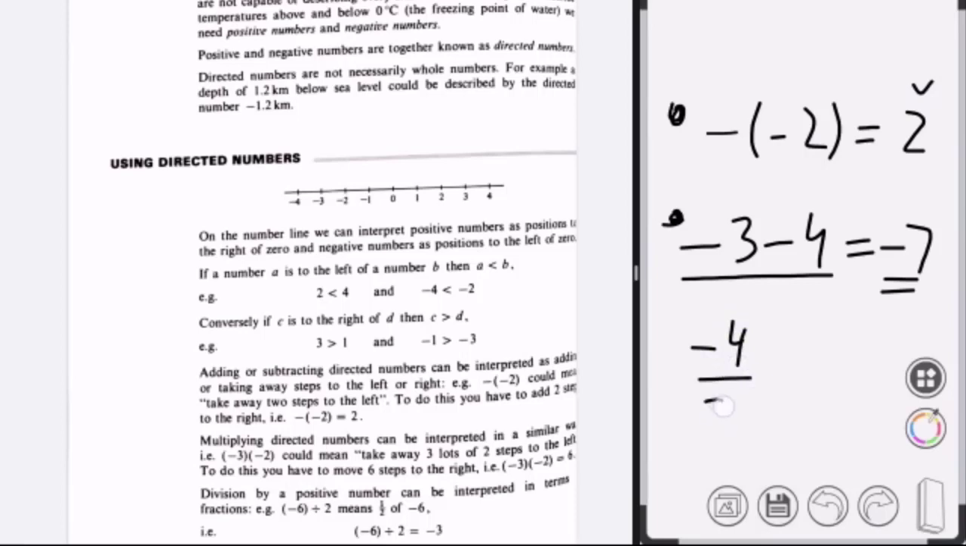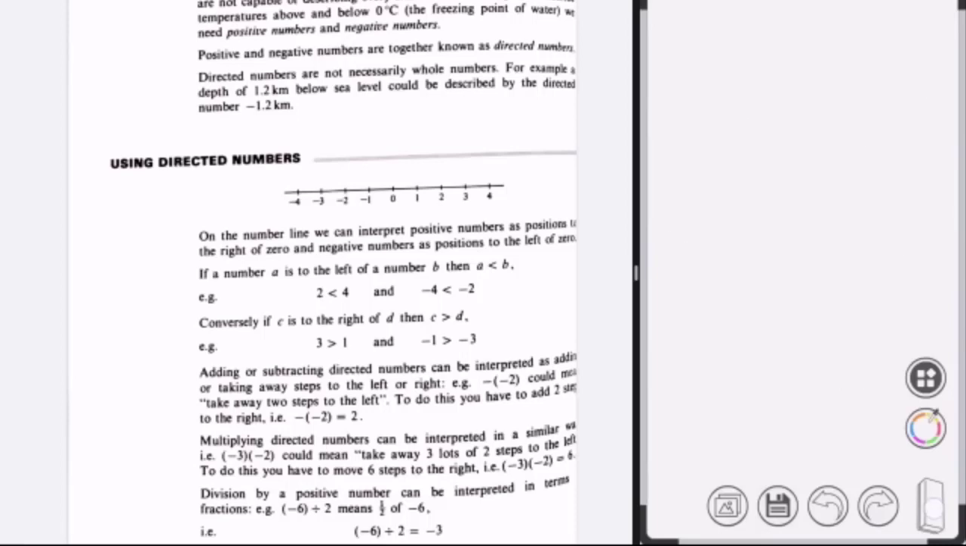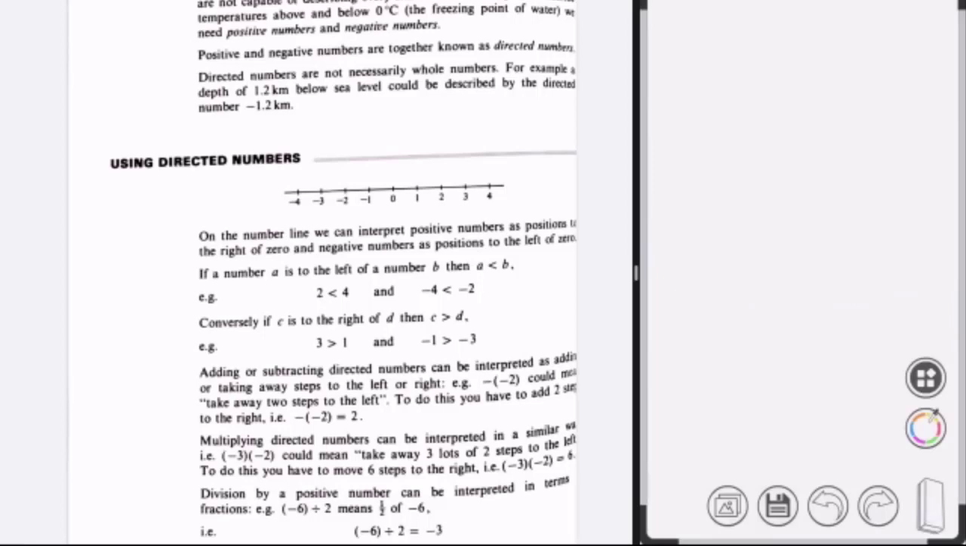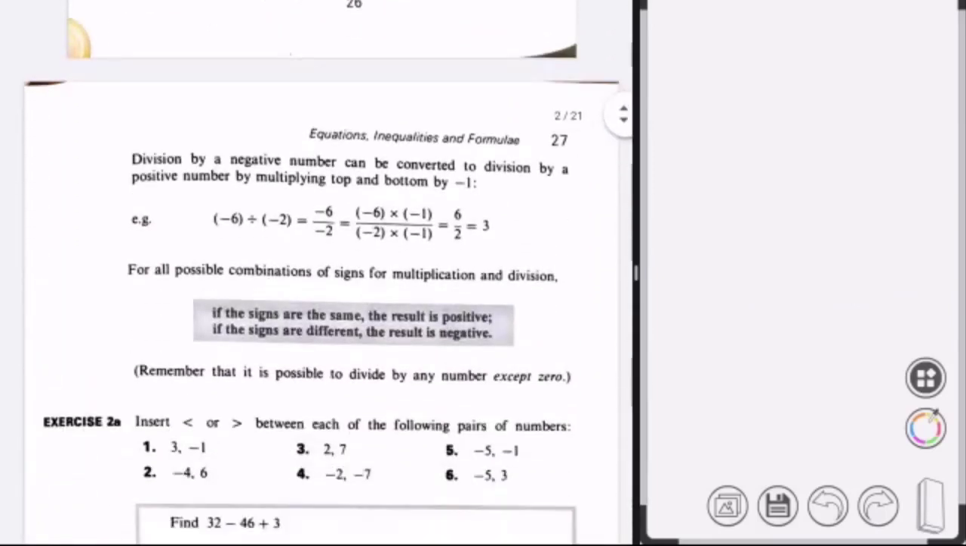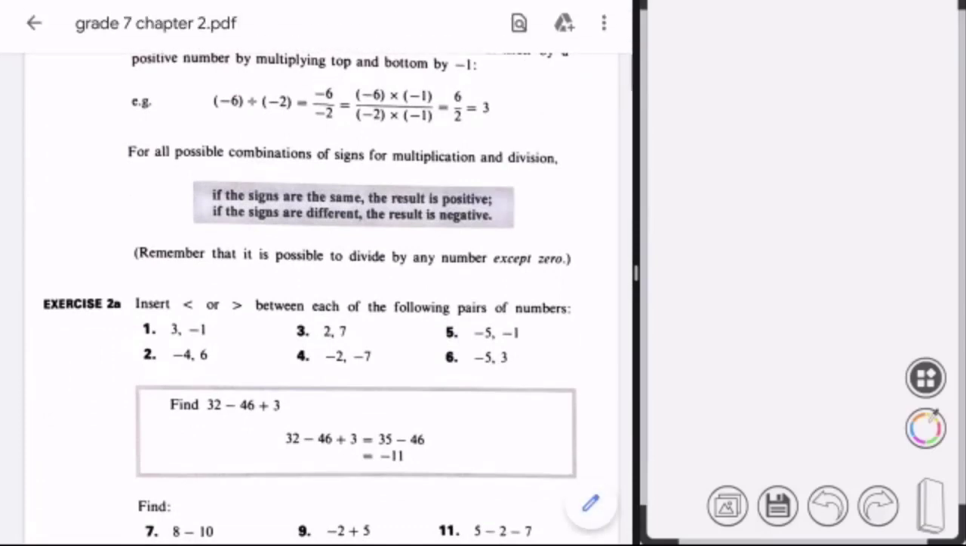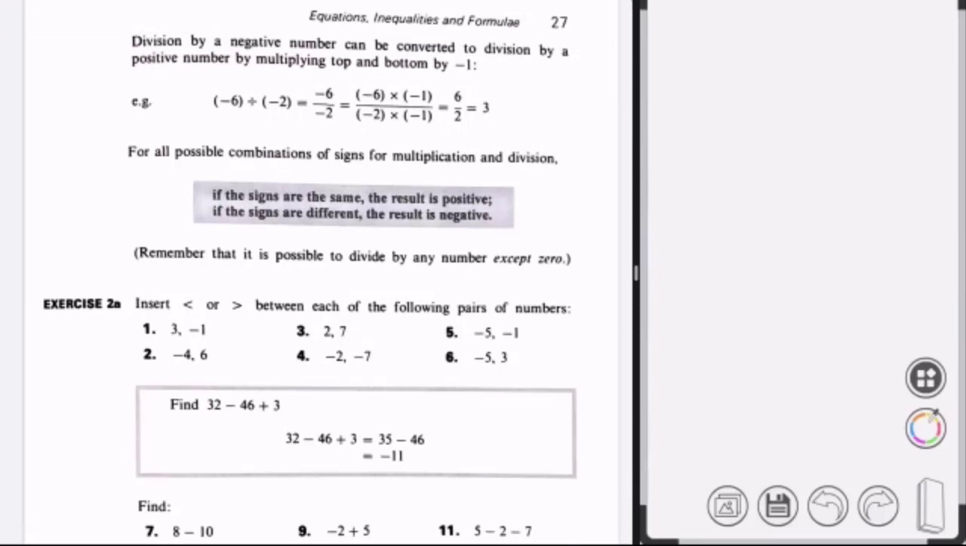Minus 4 divided by 2, the answer will be minus 2. Whether the minus is down or up, the answer will be minus. If both values are minus, the answer will become plus. If we multiply minus 2 by minus 3, the answer will become plus 6. You should keep these things in mind so it will be easy to understand. Important line: if the signs are the same, the result is positive. If the signs are different, the result is negative.